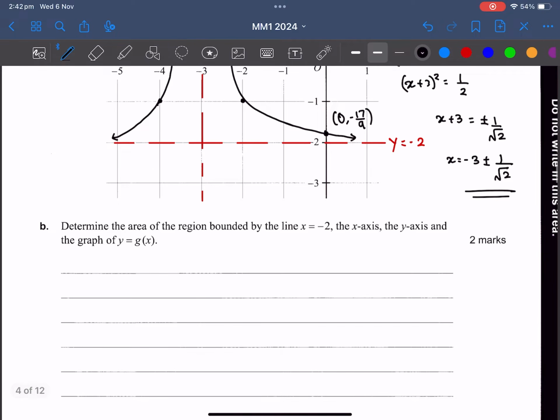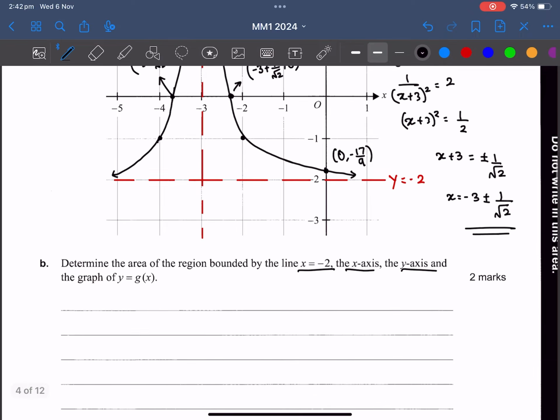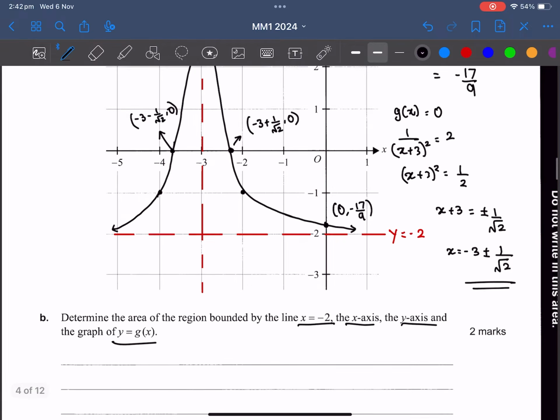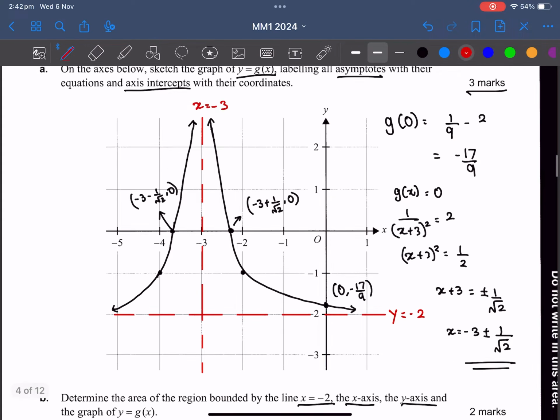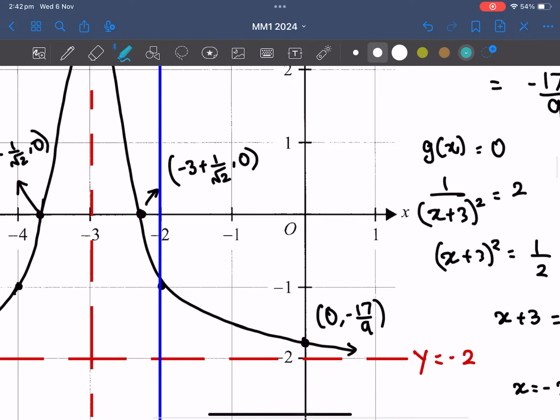Determine the area of the region bounded by the line x equals -2, the x-axis and y-axis, and the graph. Okay, cool. So then I'll quickly draw another line. So x equals -2 right here. And the area that we are finding is basically just this one. So we are just finding this area over here.